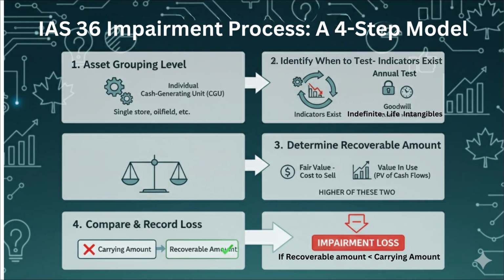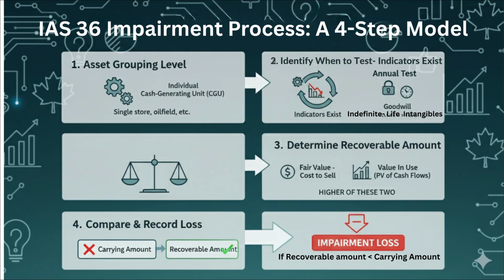Step 3. Determine the recoverable amount. This is the higher of fair value less costs of disposal, or value in use, the present value of future cash flows from the asset. Step 4. Compare and record the impairment. If the recoverable amount is lower than the carrying amount, the difference is recorded as an impairment loss.